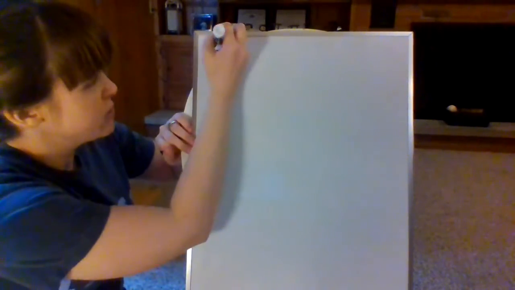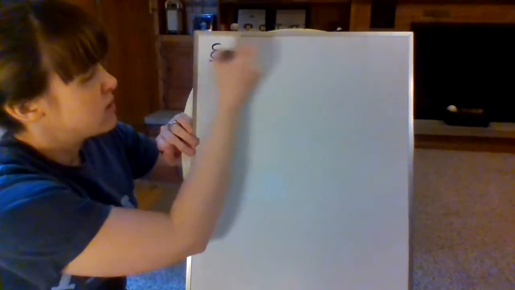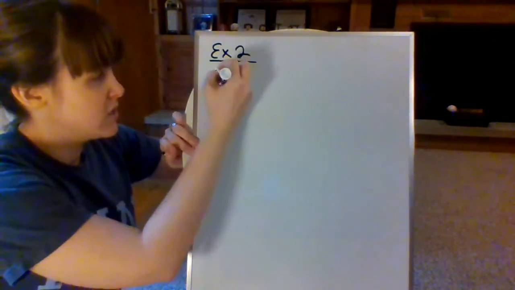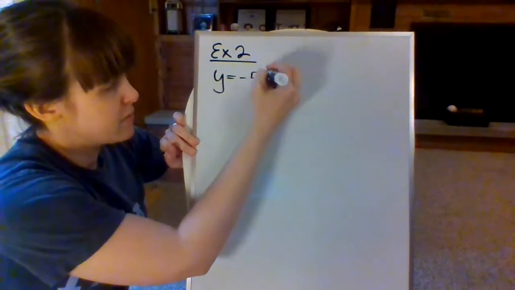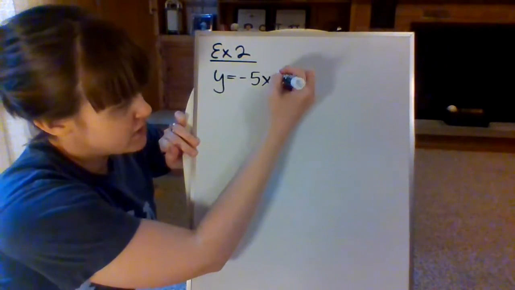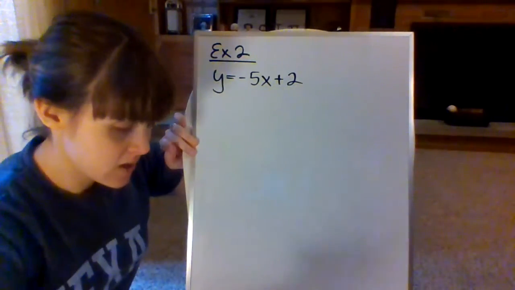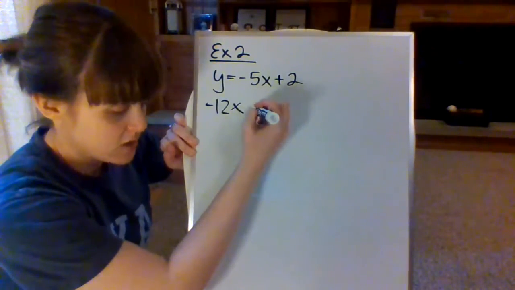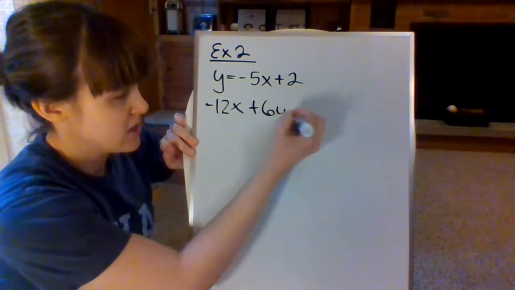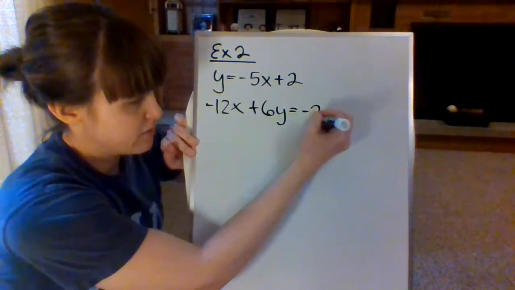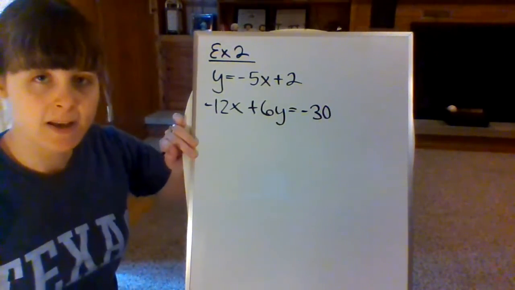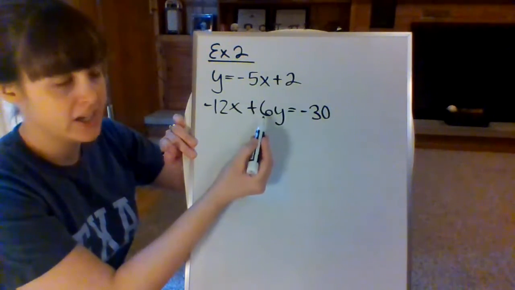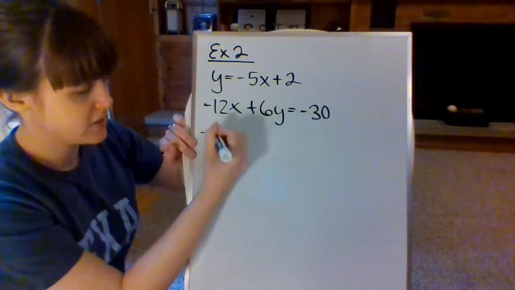Alright, so example 2 says y equals negative 5x plus 2 and then negative 12x plus 6y equals negative 30. Okay, so again, we're going to take our negative 5x plus 2 and we're going to plug it in for y down here. So it's going to look like this.